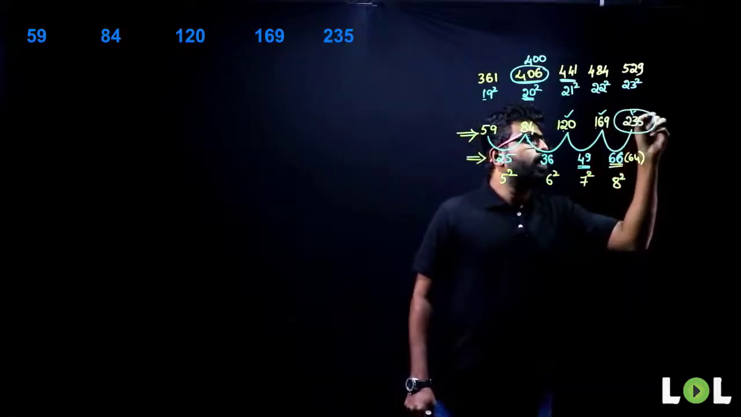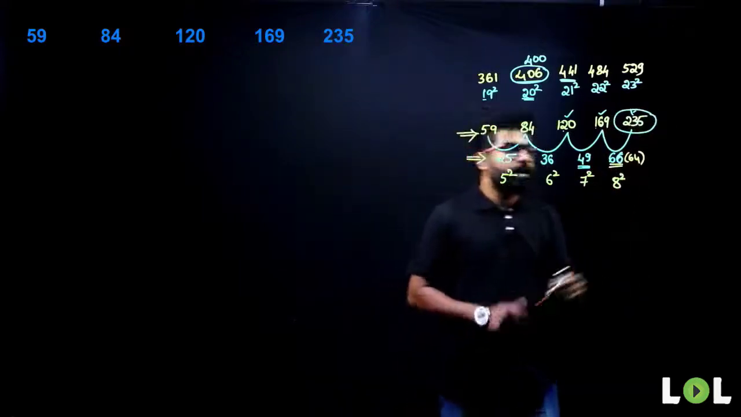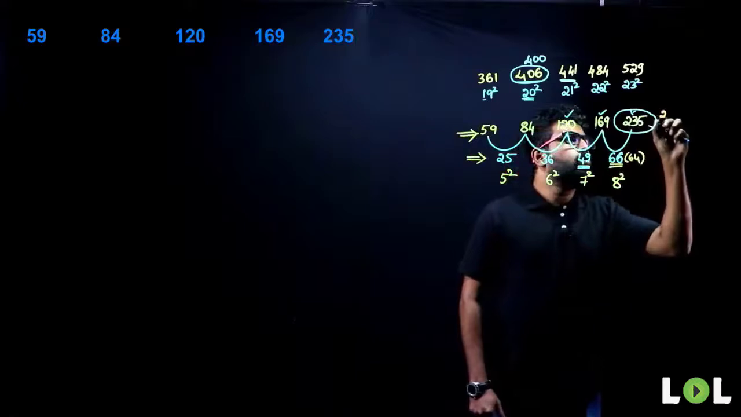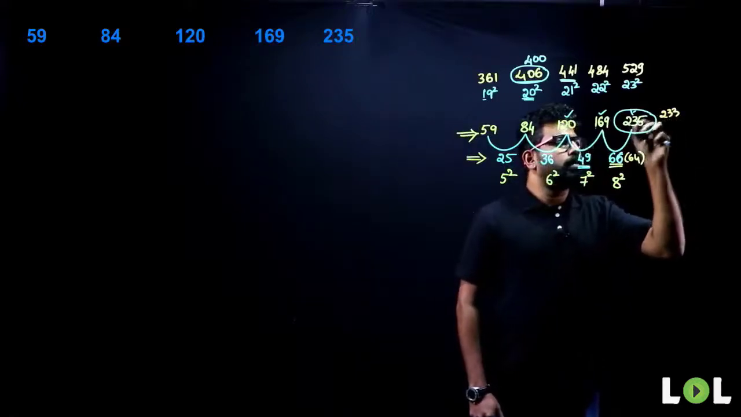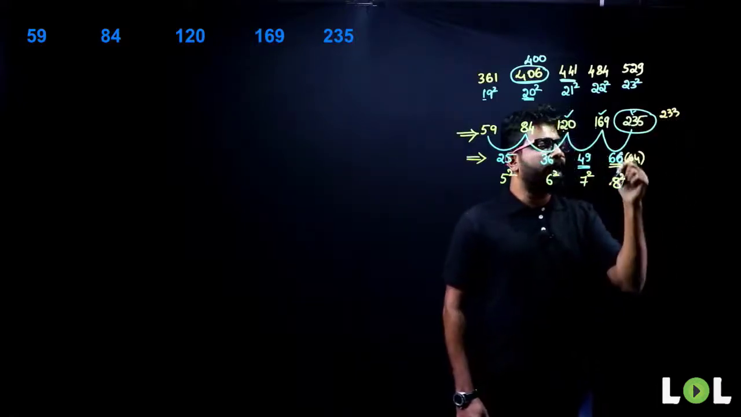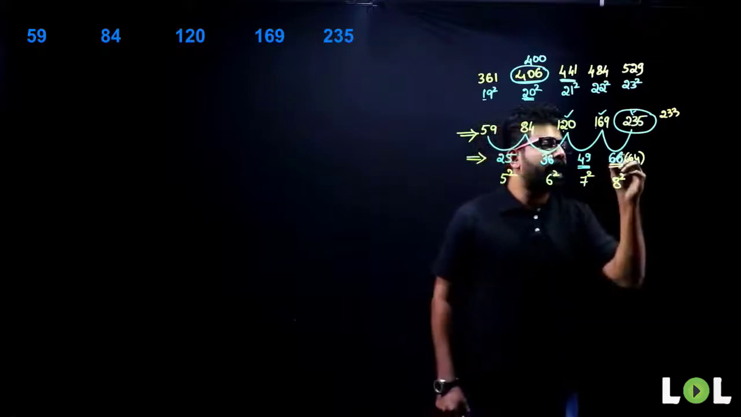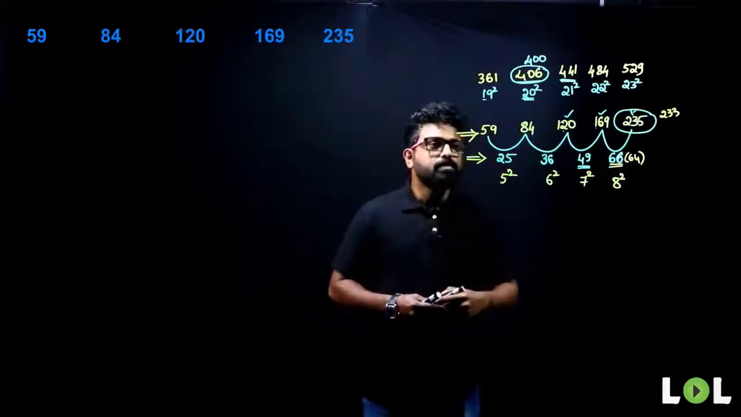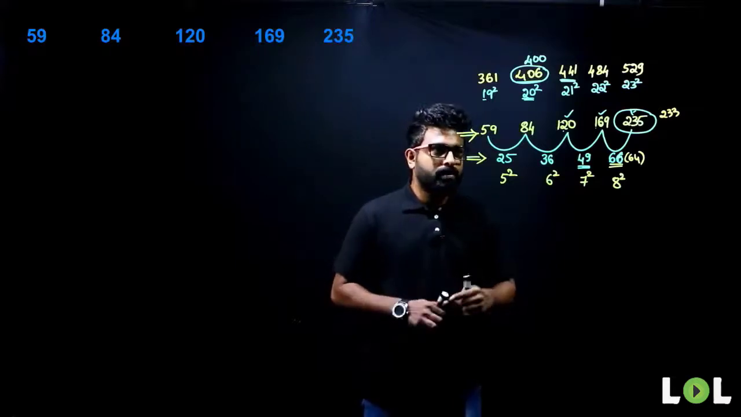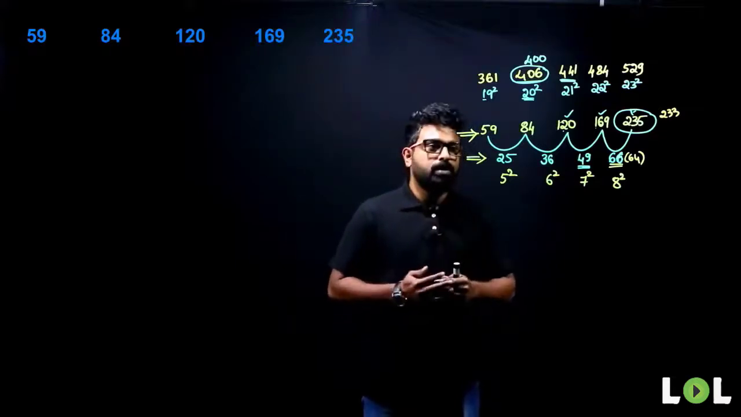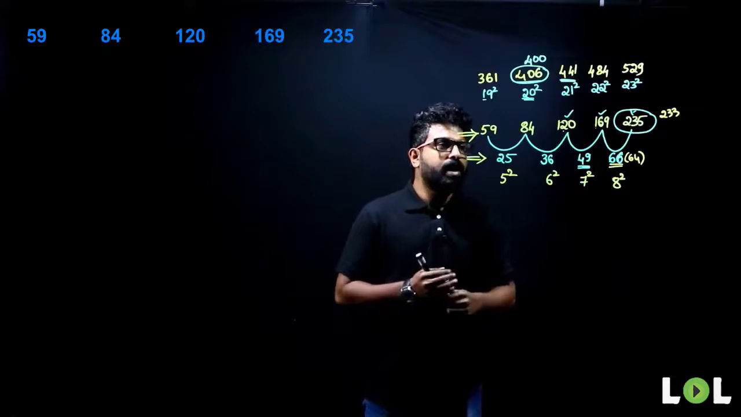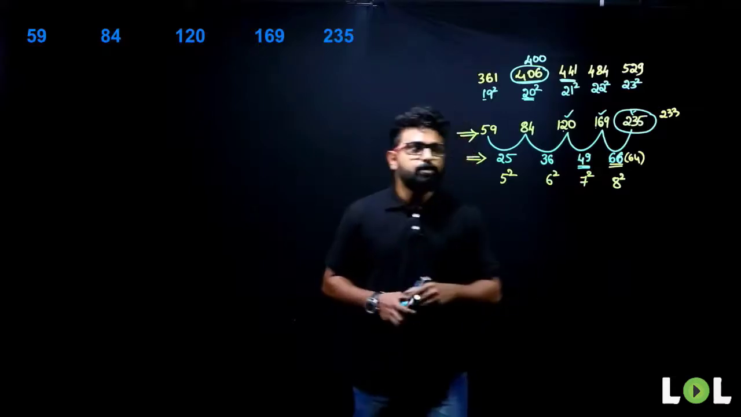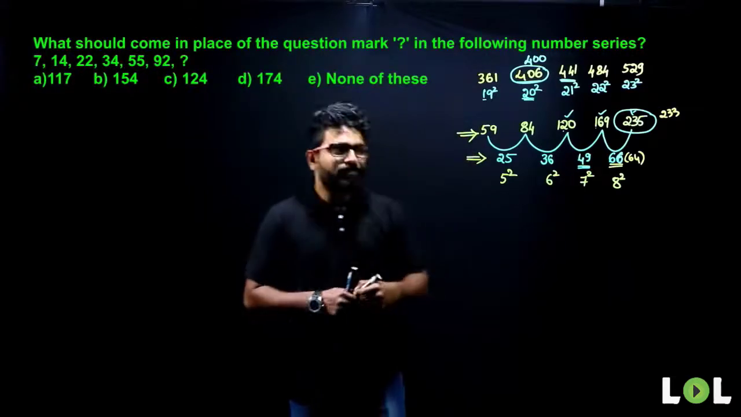So what do I need to have instead of 235? I need to have 233. I need to subtract 2 from this because it is 2 extra than my desired answer here. Am I clear, people? Yes. Let us move on to the next question then.